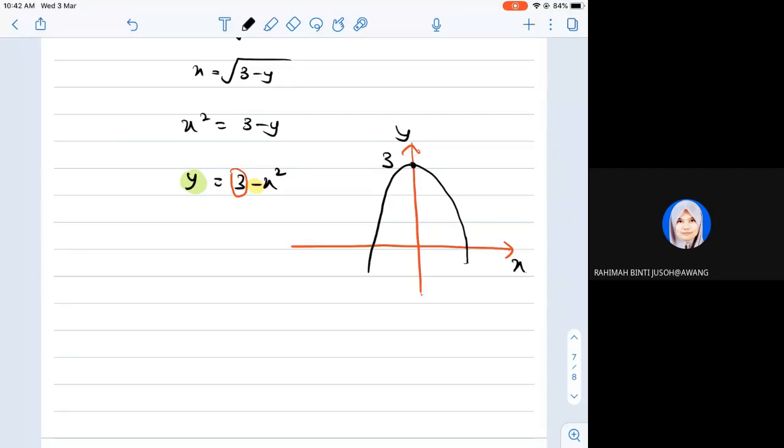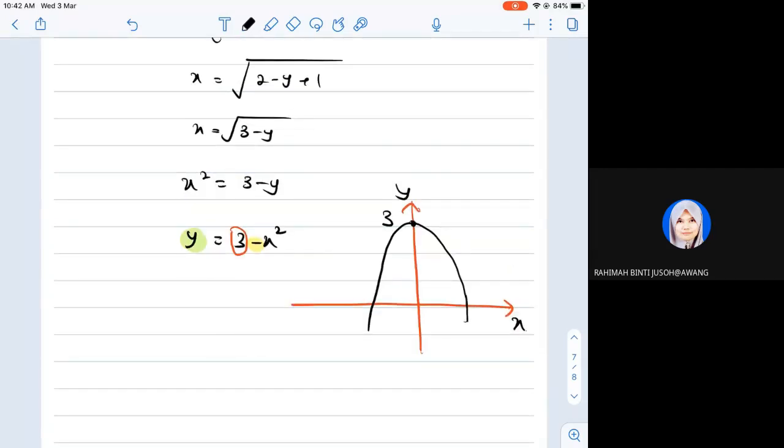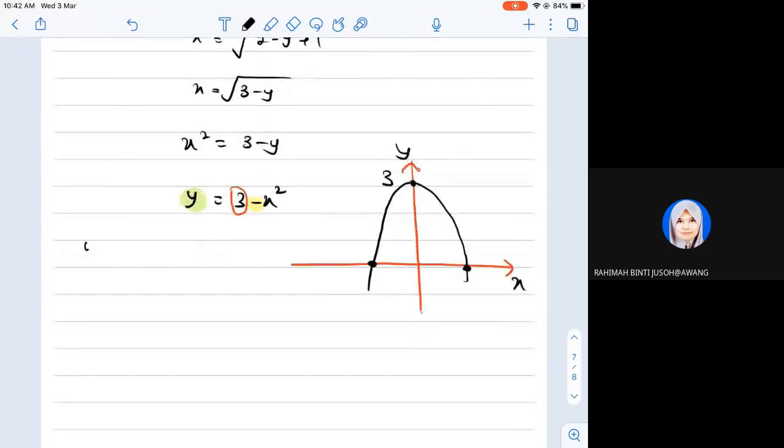Alright, now the coordinate on the left and right. Saya nak cari koordinat kat kiri dan kanan ni. Bila kita nak cari koordinat x, maksudnya y kosong lah kan? Y kosong. So 3 minus x squared equals to 0. Therefore x squared equals to 3. So x equals to plus minus square root 3. So dekat sini negative square root 3 and on the right should be positive square root 3.